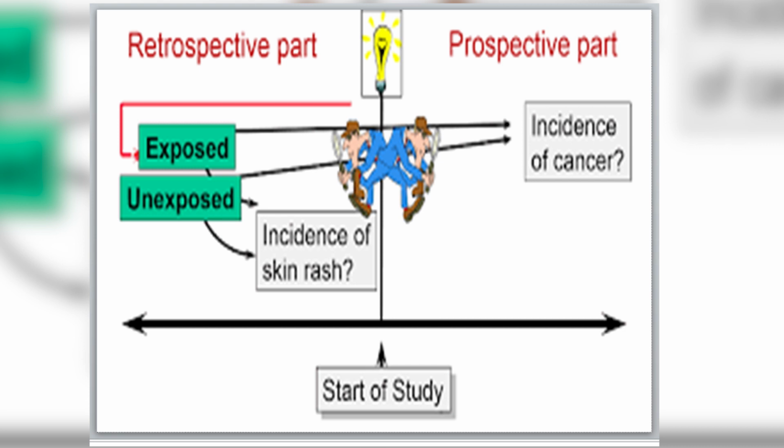In a retrospective cohort, recall bias is one of the common types of bias. In a prospective cohort, dropout bias is the common type of bias.